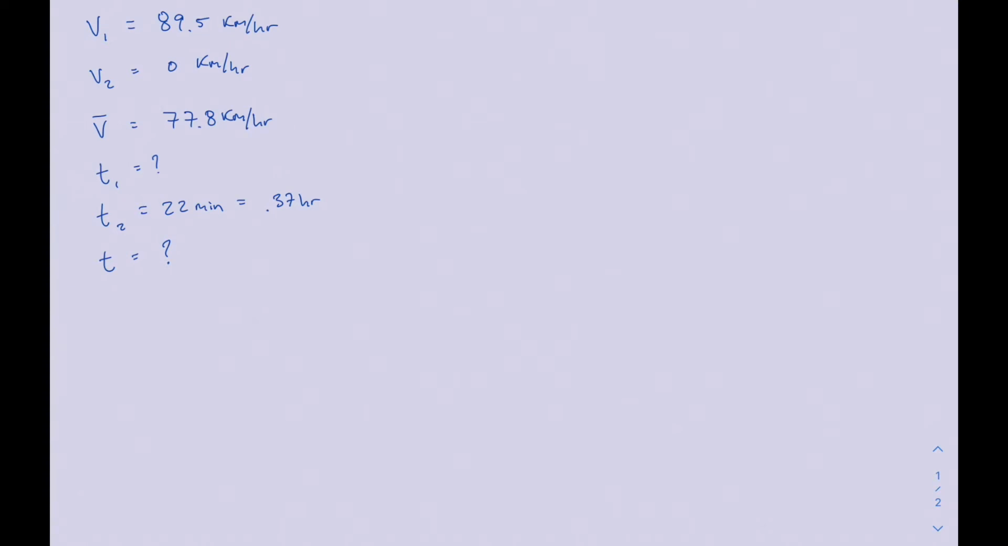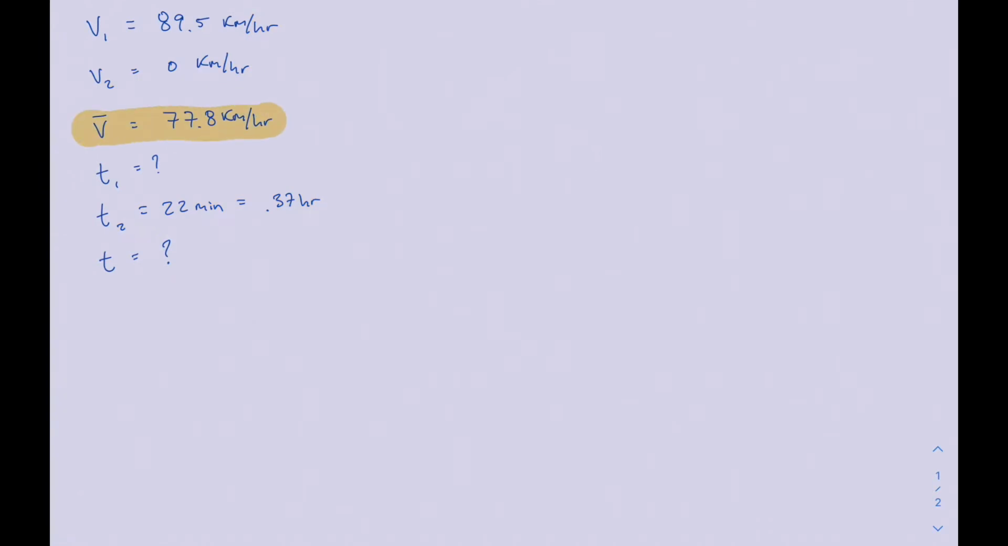Okay, so we have split it up into algebraic terms with subscripts to indicate the different parts of the trip. The first part of the trip is 1, and that's 89.5 kilometers an hour. The second part of the trip, where she is at rest, is part 2, so that's 0 kilometers an hour. We're told 22 minutes, but we can't deal with it in terms of minutes because everything else is in hours, so we have to convert that to hours, so I've done that.